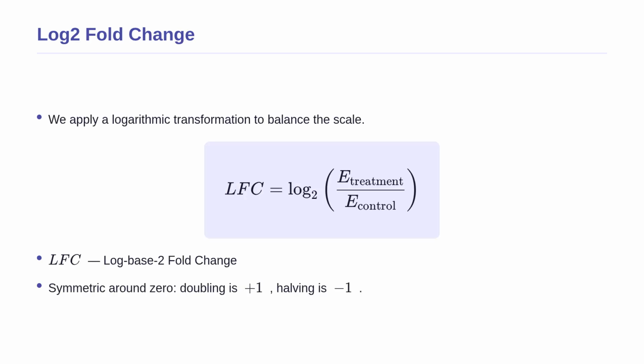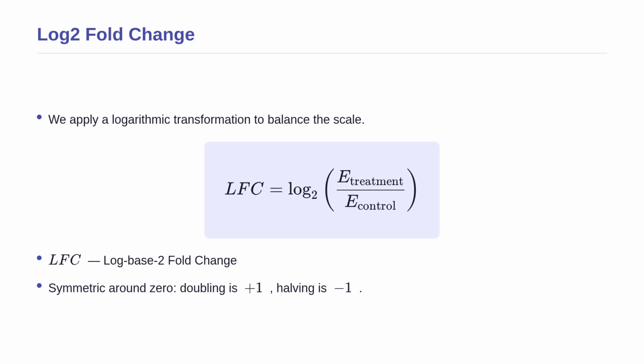To fix this asymmetry we just discussed, computational biologists almost always use the log2 fold change. Conceptually, we apply a logarithmic transformation to make the scale perfectly balanced. In this formula, LFC stands for the log base 2 fold change. We calculate this by taking the base 2 logarithm of the raw fold change ratio we found earlier. By applying this log function, the scale becomes perfectly symmetric around 0.